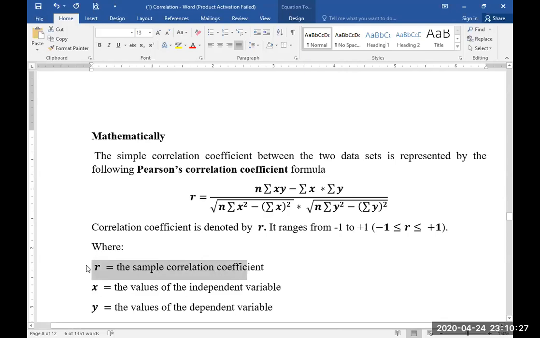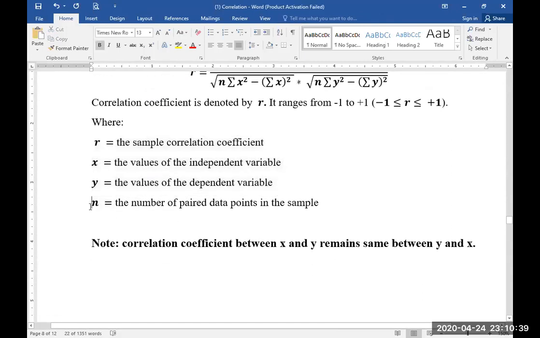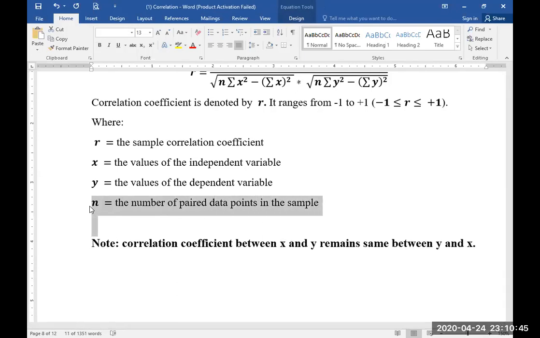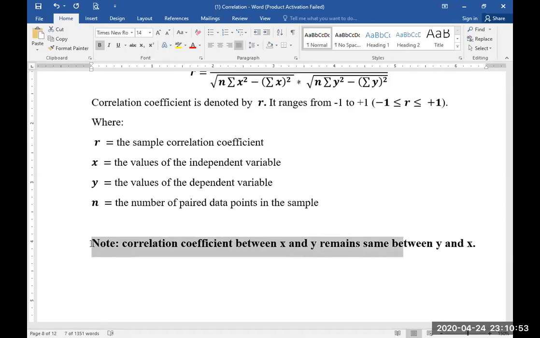The r is the sample correlation coefficient, X is the values of the independent variable, Y the values of the dependent variable, and n the number of paired data points in the sample. Students, note that the correlation coefficient between X and Y remains the same as between Y and X.